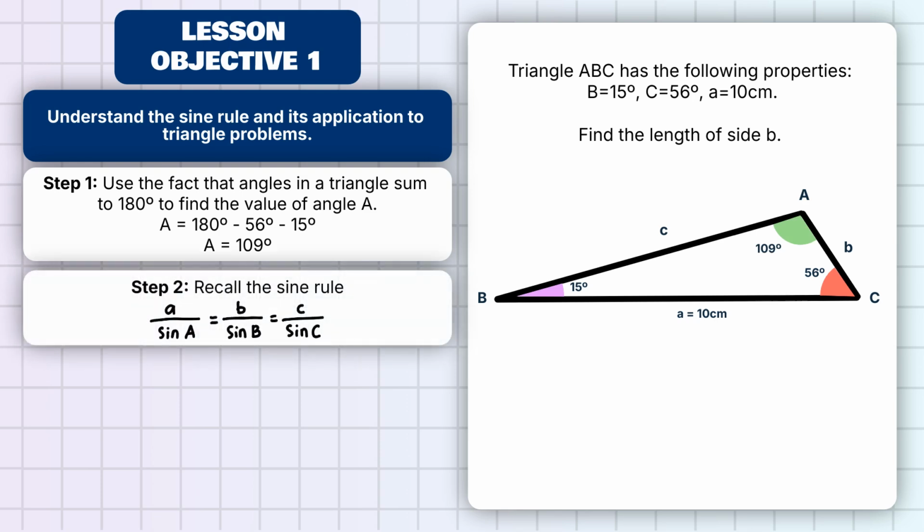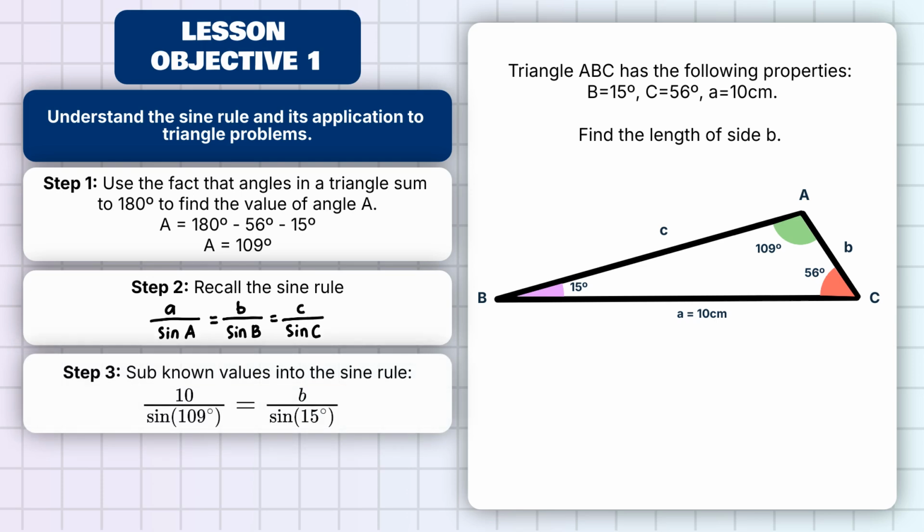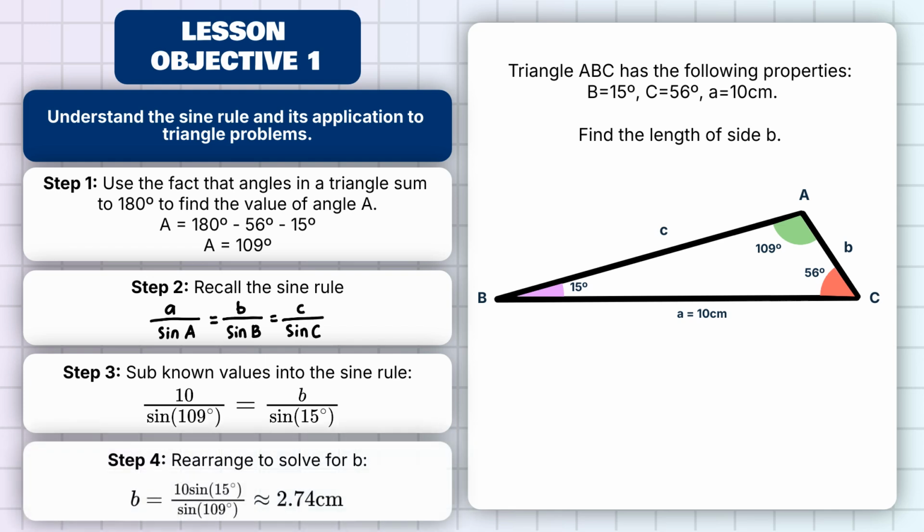Recall the sine rule, which we can use to answer this question. Use the first part of the sine rule, a over sine A equals b over sine B, and sub in the information that we know from our diagram. Therefore, we get 10 over sine 109 equals b over sine 15. Rearrange this to solve for b. We find that b equals 10 sine 15 divided by sine 109. Typing this into a calculator, we find that b is approximately 2.74 centimeters.